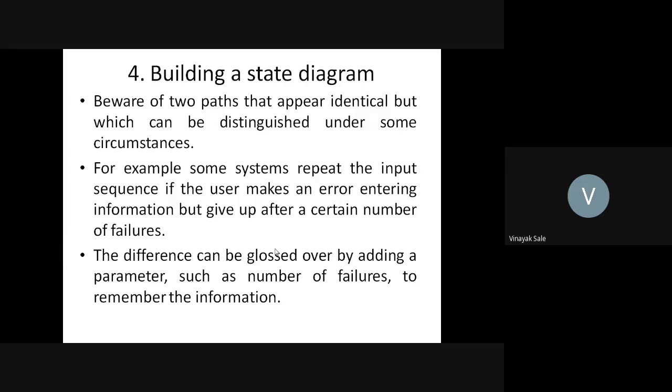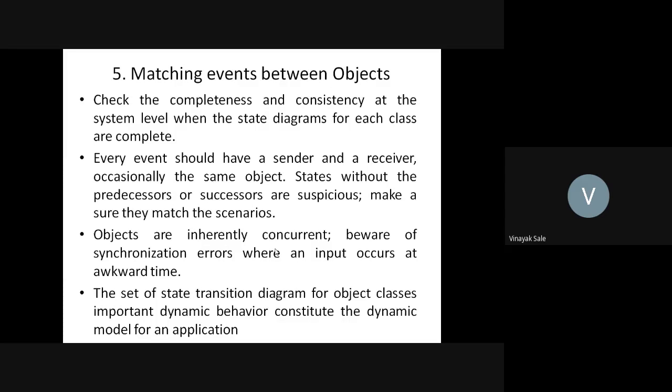For example, some systems repeat the input sequence if the user makes an error entering information but give up after a certain number of failures. The differences can be glossed over by adding a parameter such as number of failures to the state to remember the information. So these are the building parameters, and the last point from the dynamic modeling is matching events between objects.